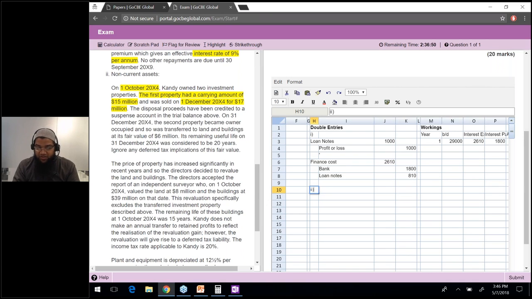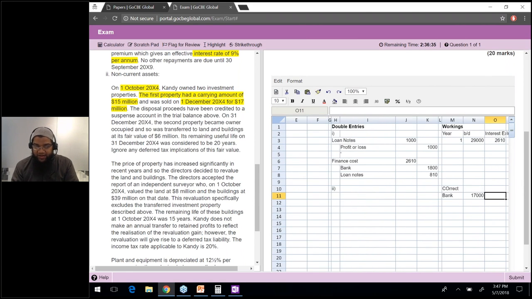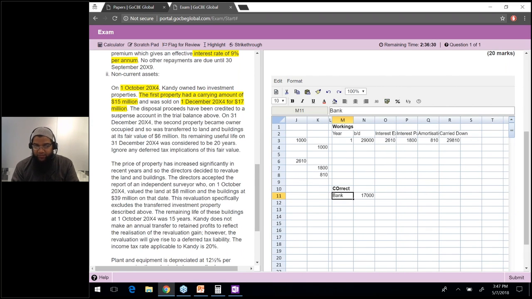If I write my answer up to here, the correct entry should have been bank debit by 17,000, investment property credit by 15,000, and the gain on disposal recorded in P&L credit by 2,000. But the question says that they have prepared an incorrect entry. I'm writing it over here. They have prepared the incorrect entry as bank debit and suspense account credit.